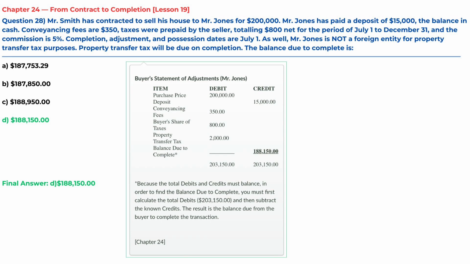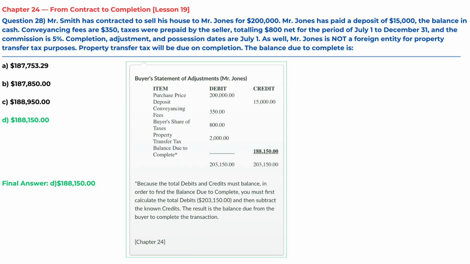$188,150. Buyer's statement of adjustments, Mr. Jones. Item, purchase price, $200,000, debit. Deposit, $15,000, credit. Conveyancing fees, $350, debit. Buyer's share of taxes, $800. Property transfer tax. Balance due to complete, $188,150. Total credit, $203,150. Balances out to $203,150 debit. Because the total debits and credits must balance, in order to find the balance due to complete, you must first calculate the total debits, $203,150, and then subtract the known credits.